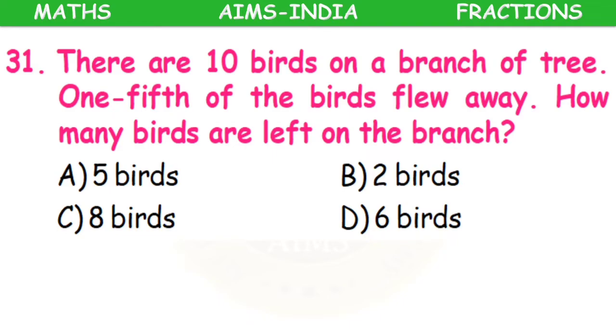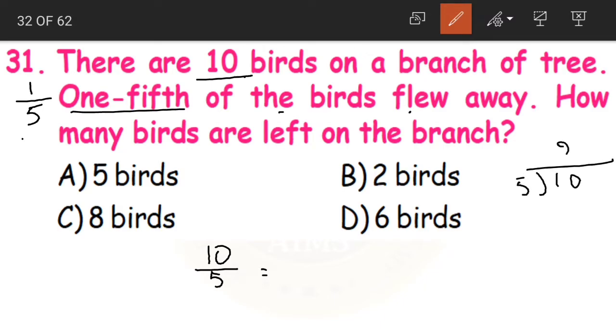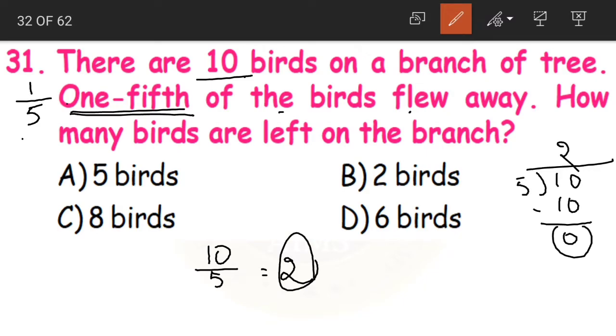Next, there are 10 birds on a branch of a tree. 1/5 of the birds flew away. How many birds are there left on the branch? Now 1/5 means what? There were 10 birds and 1/5 flew. Means 10 divided by 5 is nothing but 2. So 1/5 means 2 birds flew away.